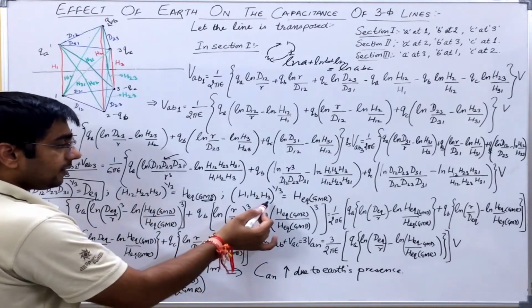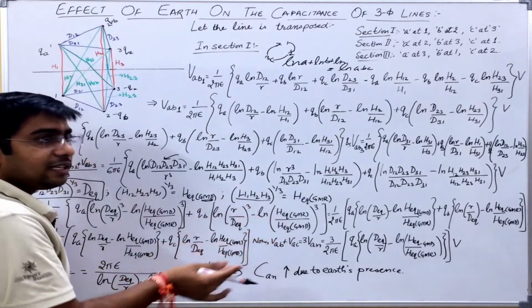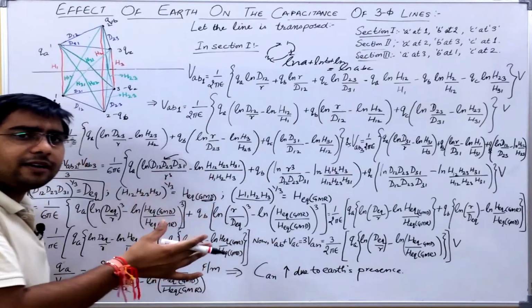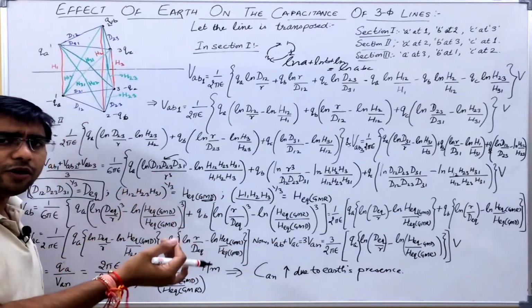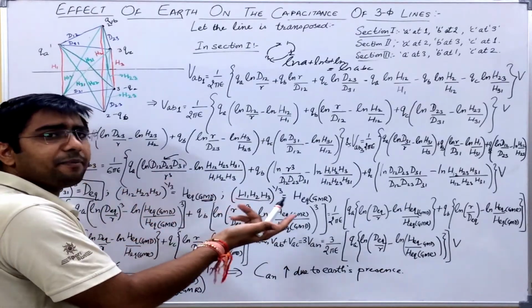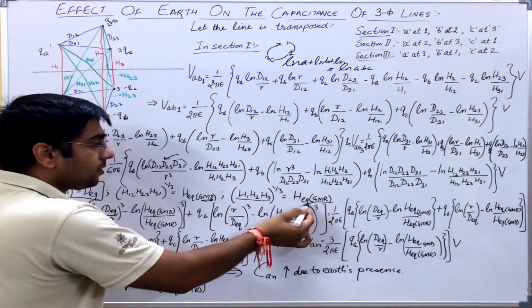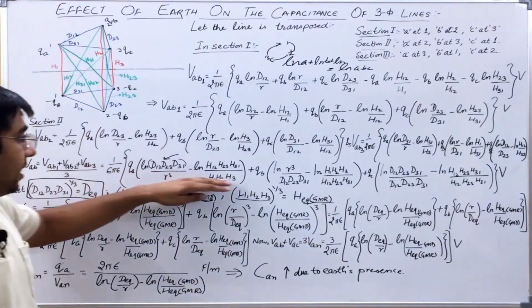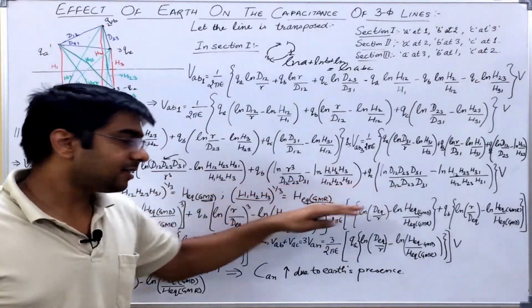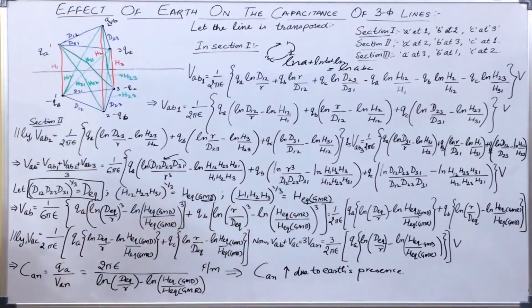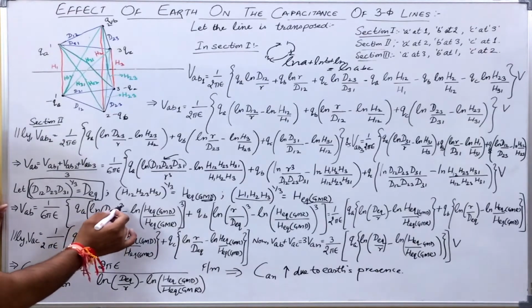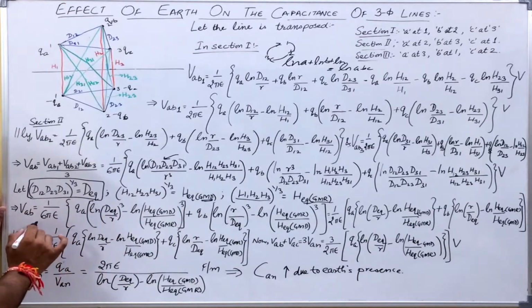Now you see, this is the distance between conductor and its image. So it can be written as self GMD or equivalent GMR between conductor and image. So that's what I have written here. So in this way, I can write these in this form. You see, this Q will come outside and cancel the 2.